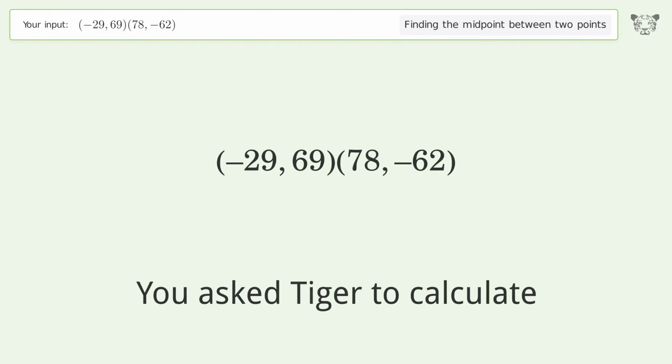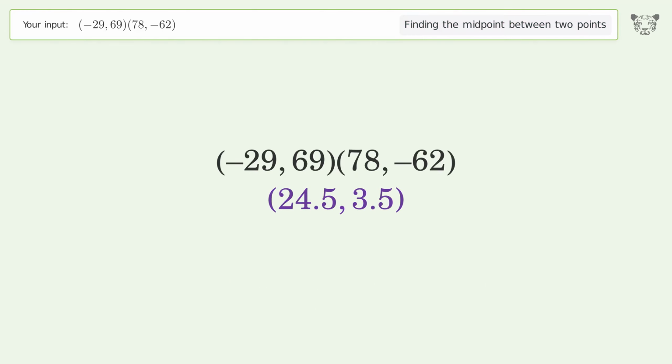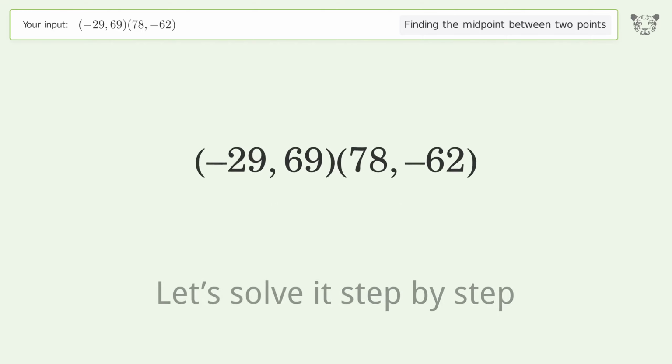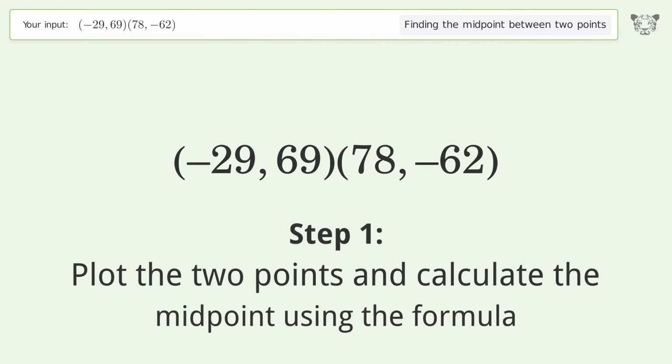You ask Tiger to calculate. This deals with finding the midpoint between 2 points. The midpoint between the 2 points is 24.5, 3.5. Let's solve it step by step. Plot the 2 points and calculate the midpoint using the formula.